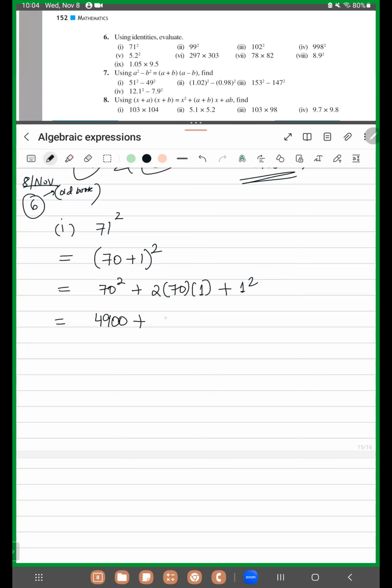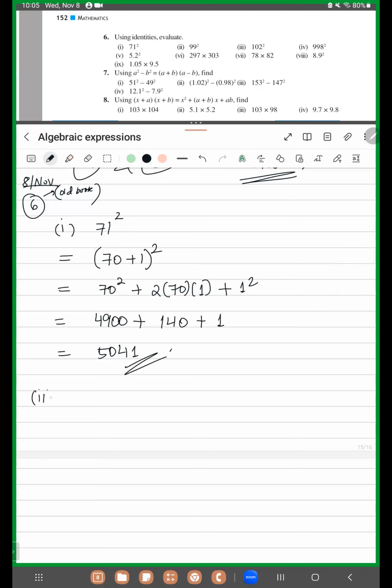And then just calculate. See, anything multiplied by 1 is itself. So multiply these two. 140. Yeah, then plus 1. Good. So you just simply add these up. What do you get? 5,041. Okay.